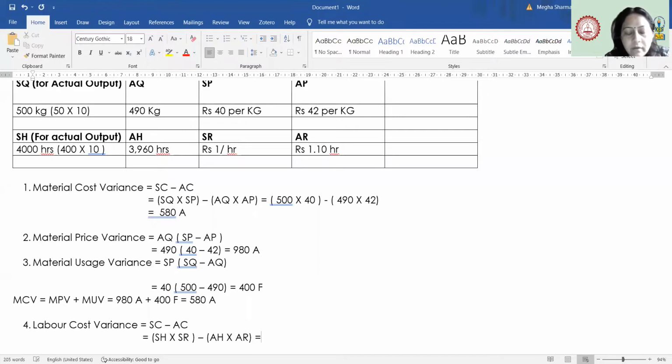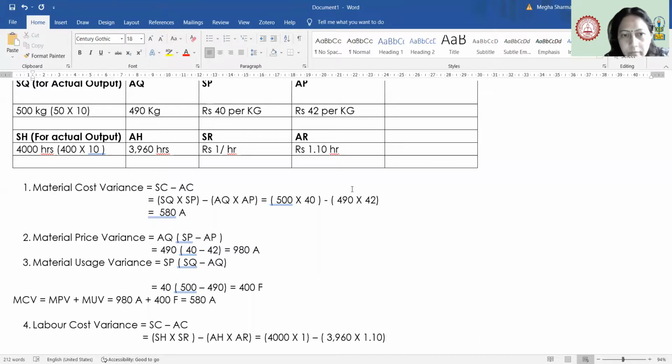Right, now place the values in the formula. Standard hour we have already calculated, that is 4,000. Standard rate is how much? 1. Similarly, actual hours are already given to you in the question, that is 3,960 multiplied by actual rate, that is how much? 1.10.